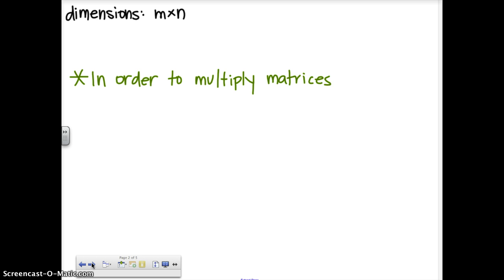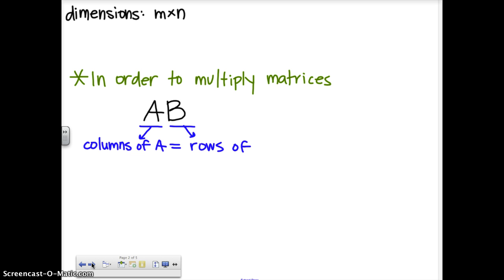Let's say we want to multiply matrices A and B. Okay, here's A, and we want to multiply it times B. For the product, let's write it actually in terms of the way you see the product, for the product AB. Okay? In order to make this work, here's what has to happen. The number of columns of A has to equal the number of rows of B.